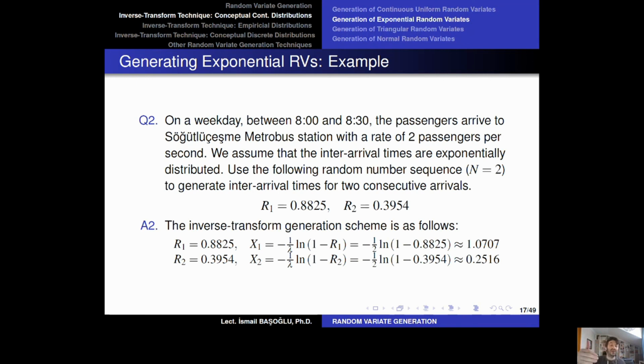So this is how we can use the inverse transform technique to generate a sequence of exponentially distributed inter-arrival times. We can use as many random numbers as we want, and we can generate as many random variates as we can. Basically, that is the rule. The methodology is the common ground here. It is the important part of the story.